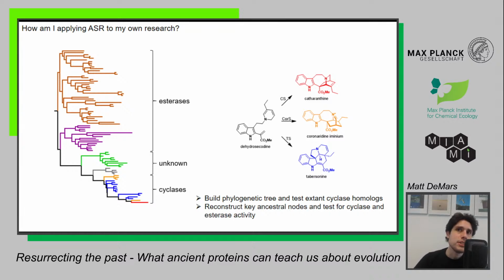So what I've done in my research is to reconstruct key ancestral nodes and test for cyclase and esterase activity. So I've reconstructed the ancestors at the nodes shown that are highlighted by the arrows here. And I found some pretty interesting things, such as what the functions of these ancestors are here, which types of cyclization reaction they're performing, as well as whether or not these nodes out here are exhibiting esterase activity or cyclase activity. But I'm not going to disclose the results. You'll have to wait till the paper comes out. It's a little bit confidential, but the work is going well, and the results have been very interesting.